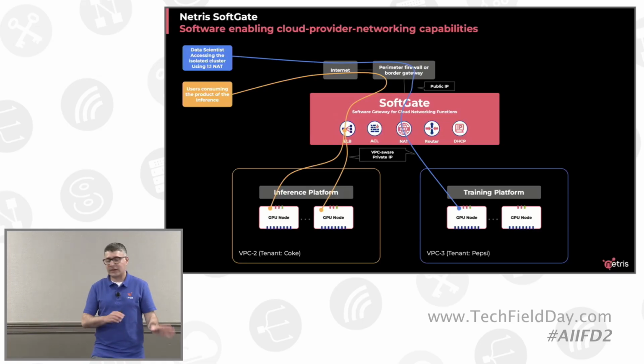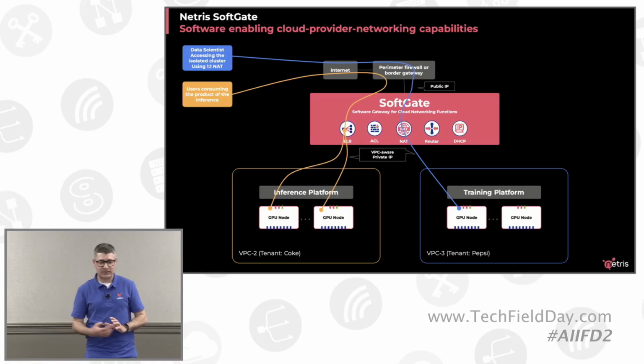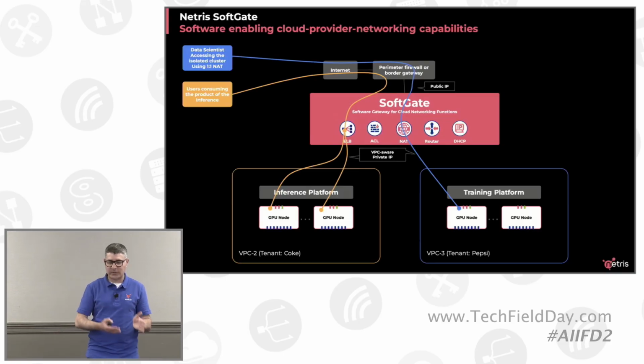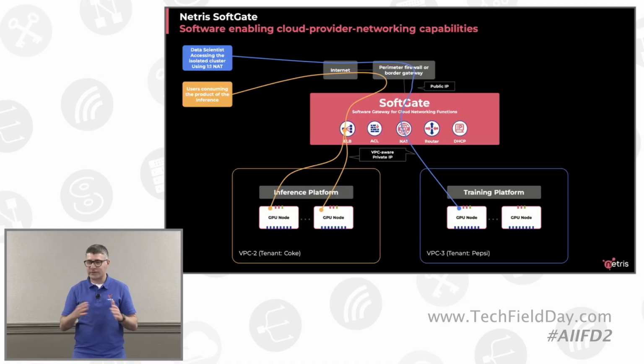That's okay, and that is compatible with Netris. There's no conflicts. But we offer this additional alternative option where we have this component called SoftGate. It's a gateway that's running on Linux servers. It is optimized, it is horizontally scalable, it is aware of tenants. So you can have millions of tenants, millions of VPCs, and this thing is designed to scale like that.